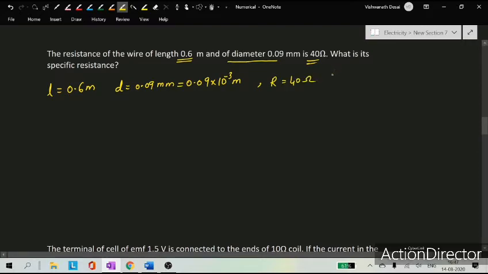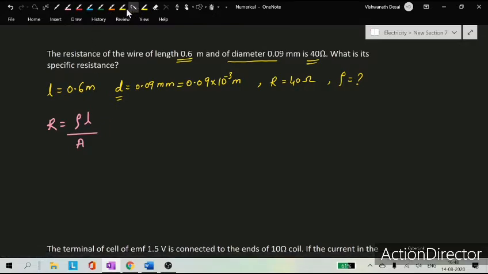What is its specific resistance? Specific resistance is nothing but resistivity. So resistivity we must calculate. So R value, L value they have given, diameter is given. So the formula I can use is this one, the resistance value R = rho into L divided by A. But do you know the value of A? So this is a wire. Diameter of the wire is given. So area of the wire we need to find out.